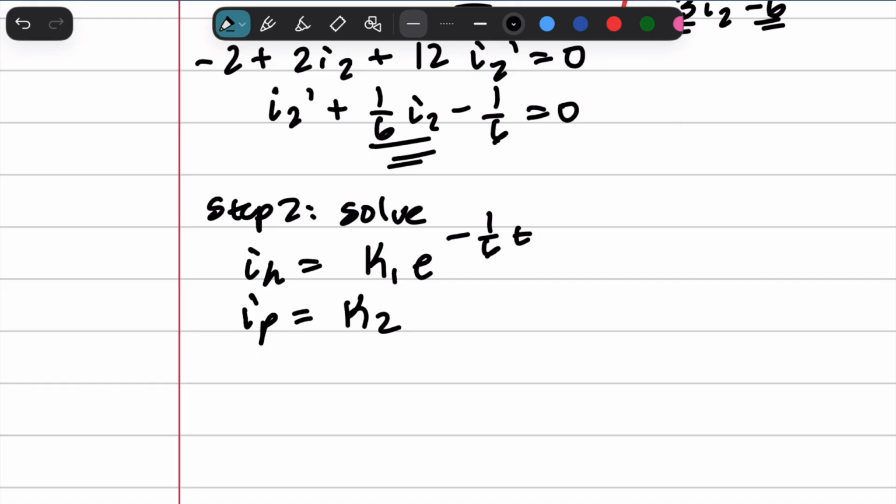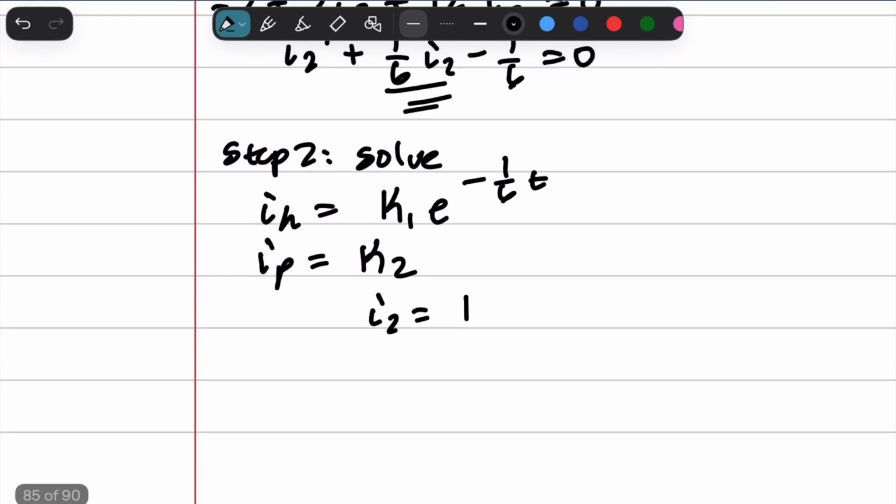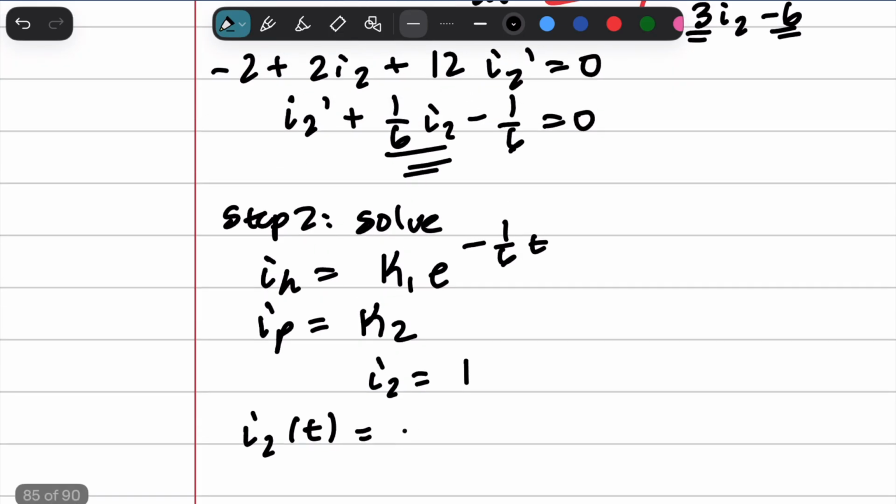We're going to differentiate both sides. We're going to get I2 is equal to 1/6 times 1/6, so it's just 1. Okay, I2 is just 1, and we get I2(t) equals 1 plus k1 e to the negative 1/6 t.